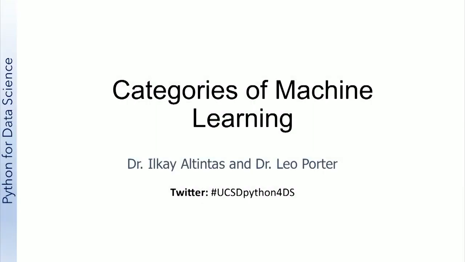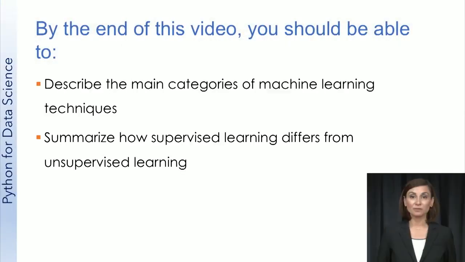There are different categories of machine learning techniques for different types of problems. The main categories we'll discuss are classification, regression, cluster analysis, and association analysis. In this video, we'll go over each of these in detail. By the end of this video, you should be able to describe the main categories of machine learning techniques and summarize how supervised learning differs from unsupervised learning.